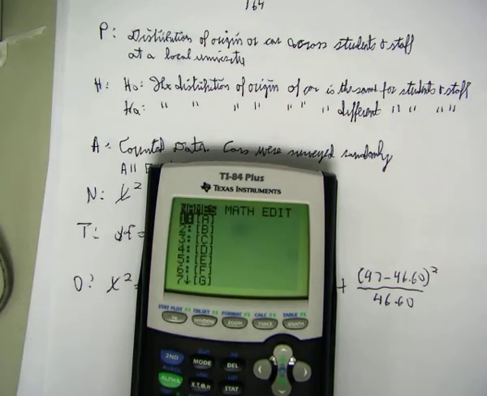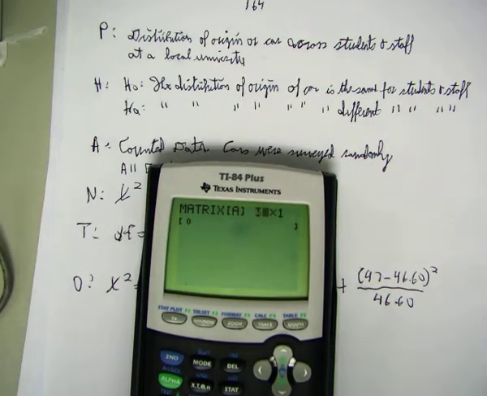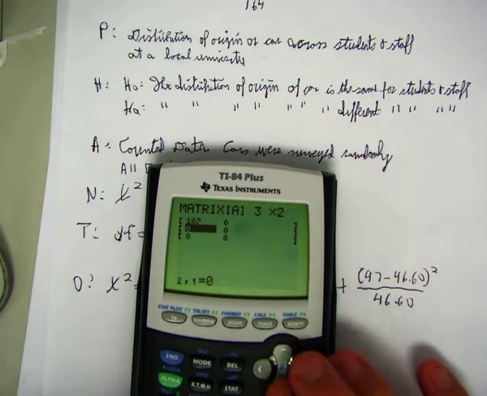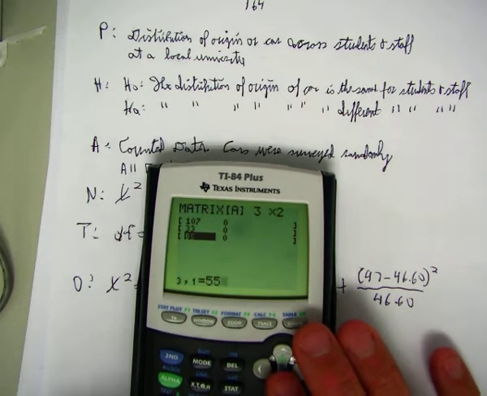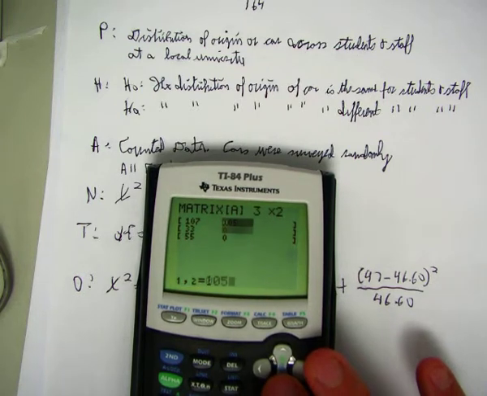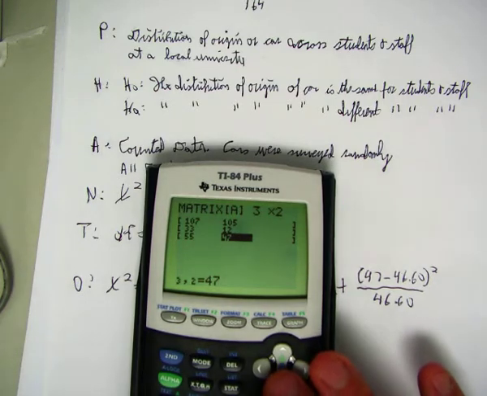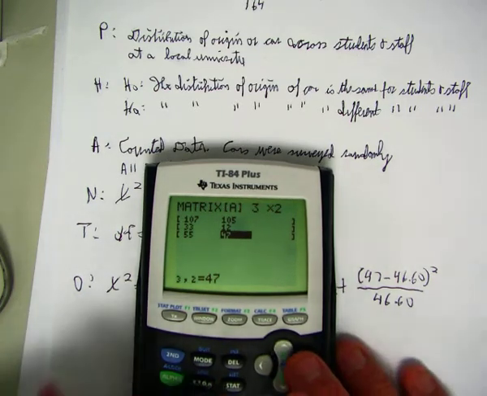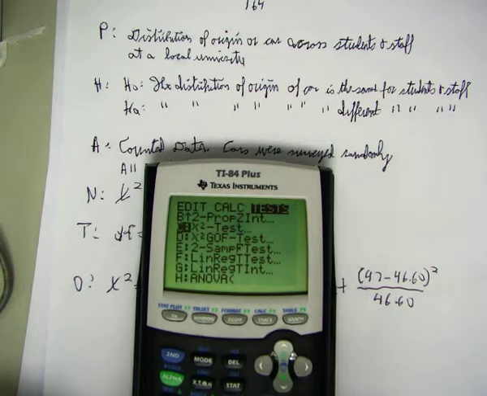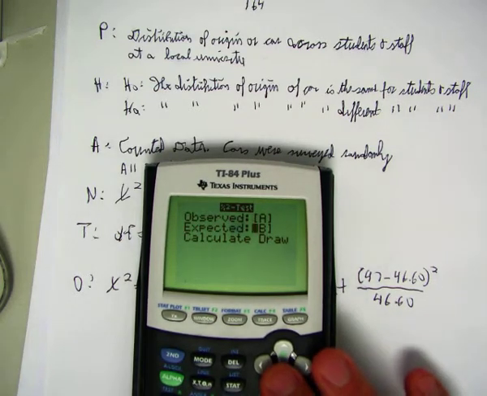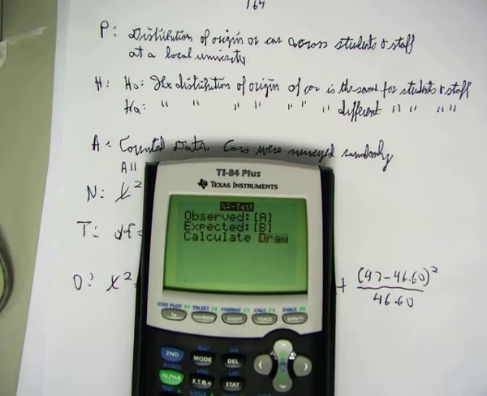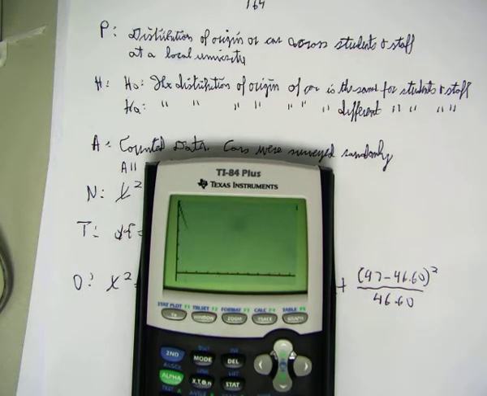Okay. Go to matrix, edit, matrix A. Matrix A is 3 rows by 2 columns. And we're going to put in the observed. So you got 107. This is the student row. And then this is the staff row. Staff column, I'm sorry. So there you go. You put those in. Go to stat test, chi-squared test. We have the observed in A. We're going to put the expected in B. And I'm going to draw that up. So that's what that looks like. That goes on your paper.